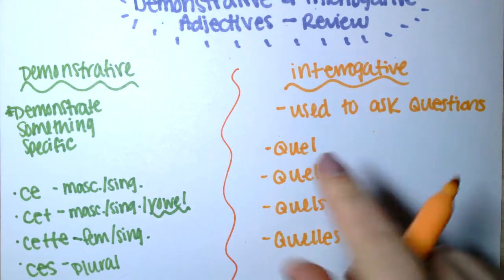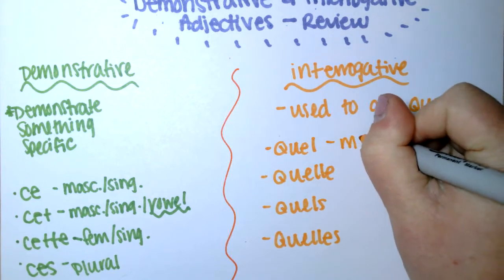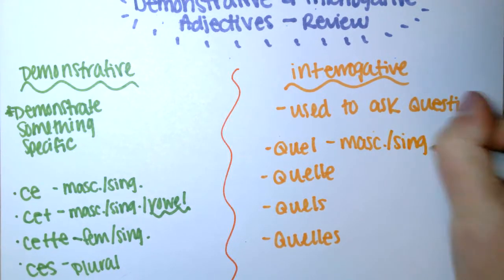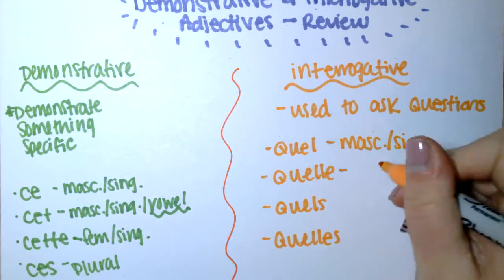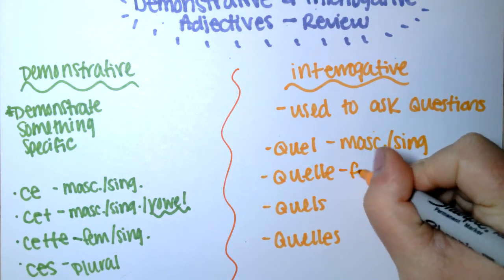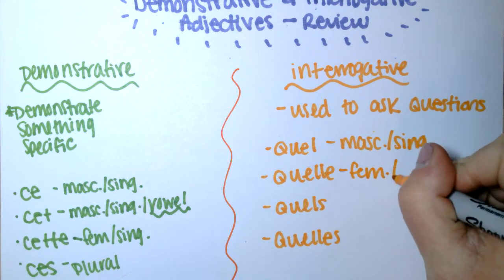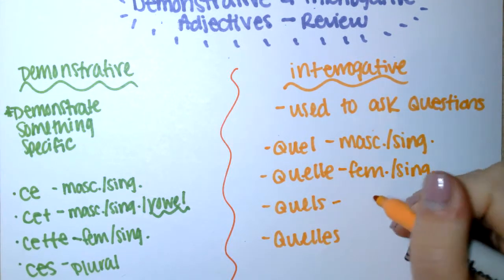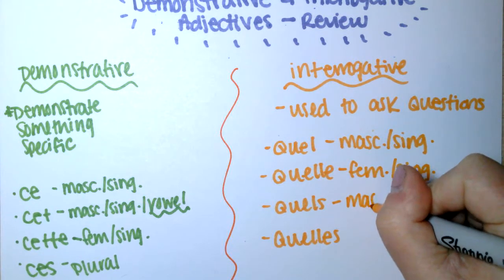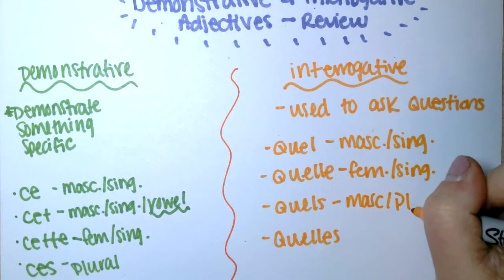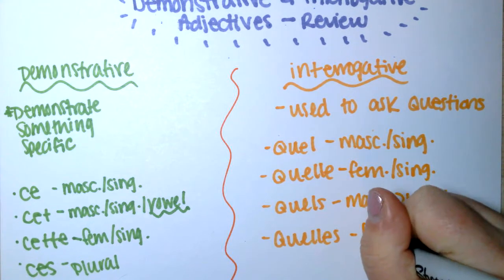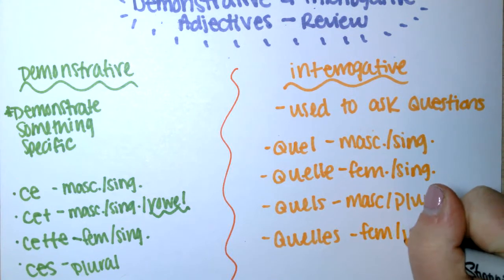So the first one up here, quel, is used for something that is masculine and singular. Then we have quelle with two L's and an E, and that's something that's feminine and singular. Quels with an S is something that is masculine and plural. And quelles with two L's, an E, and an S is something that's feminine and plural.